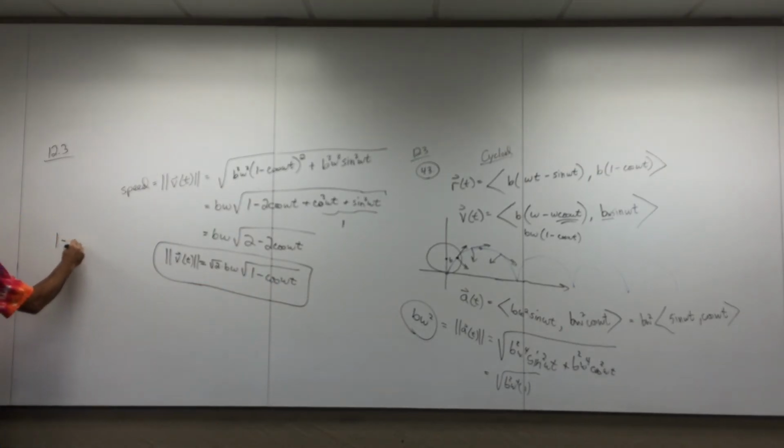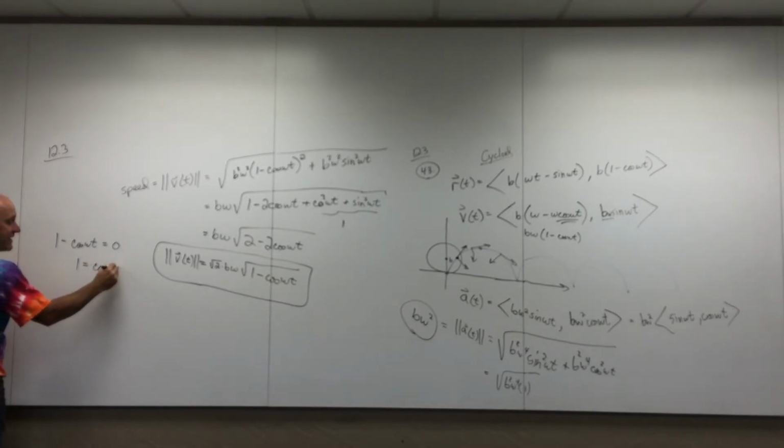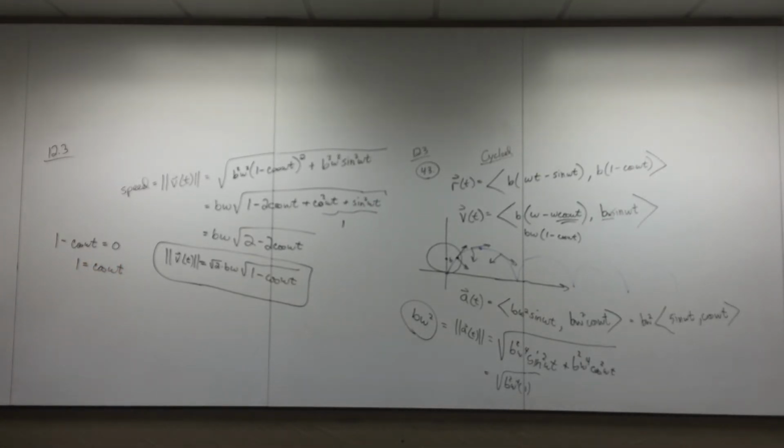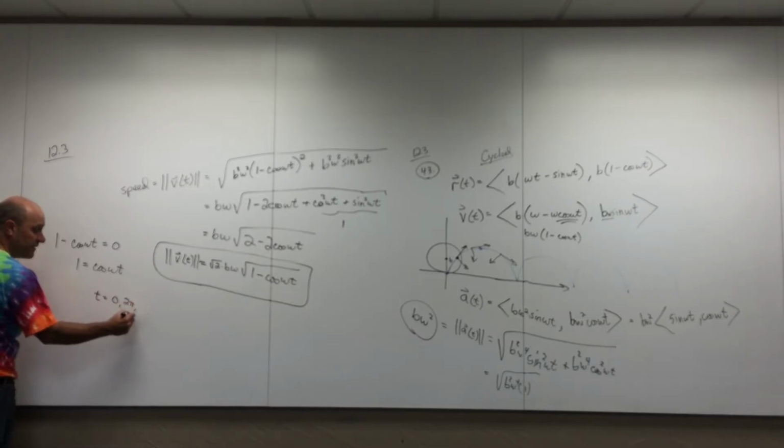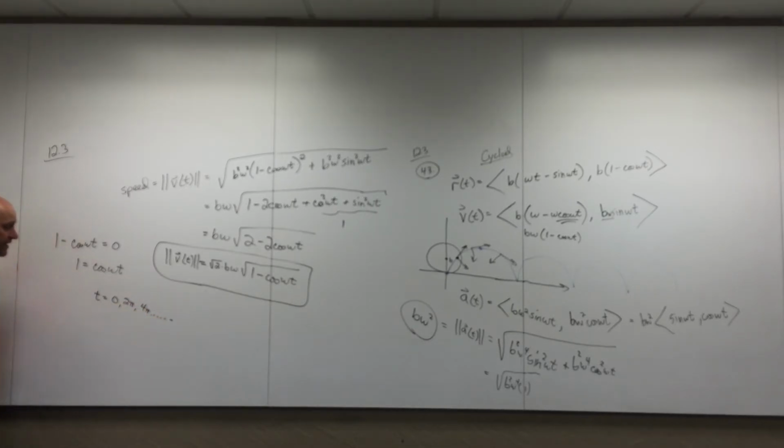Or the 1 minus cosine omega t has to be 0, in other words 1 has to equal cosine omega t. When does cosine omega t equal 1? When does cosine equal 1? 0, 2 pi, 4 pi, yeah. So the cosine equals 1, this quantity equals 0, my speed is 0 at these times.